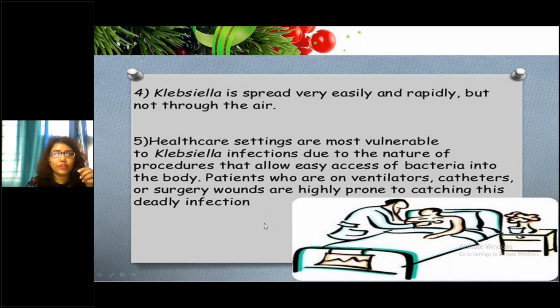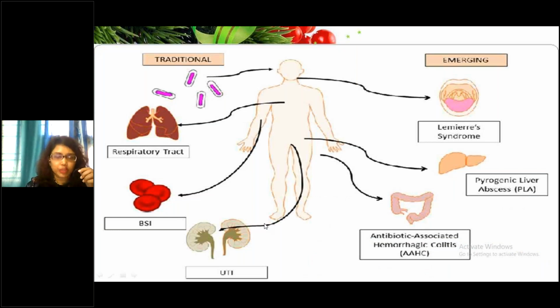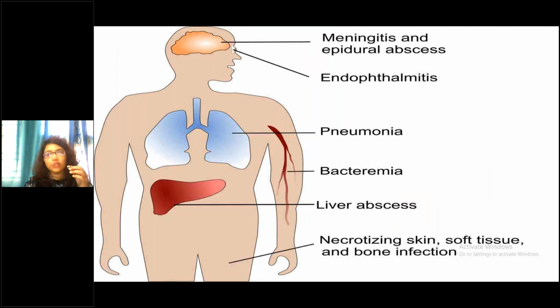So traditionally what we have seen is respiratory tract infections, bloodstream infections, UTIs. All of them can be due to Klebsiella. At the same time, different emerging infections can also be due to Klebsiella, like Lemierre syndrome, pyogenic liver abscesses, antibiotic associated hemorrhagic colitis. So meningitis, epidural abscesses, endophthalmitis, pneumonia, bacteremia, liver abscesses, necrotizing skin or soft tissue bone infections, all of them can be due to Klebsiella. And once it is not cured by antibiotics, or if the strain in the patient is antibiotic resistant, it is very, very, very difficult to get rid of this organism.